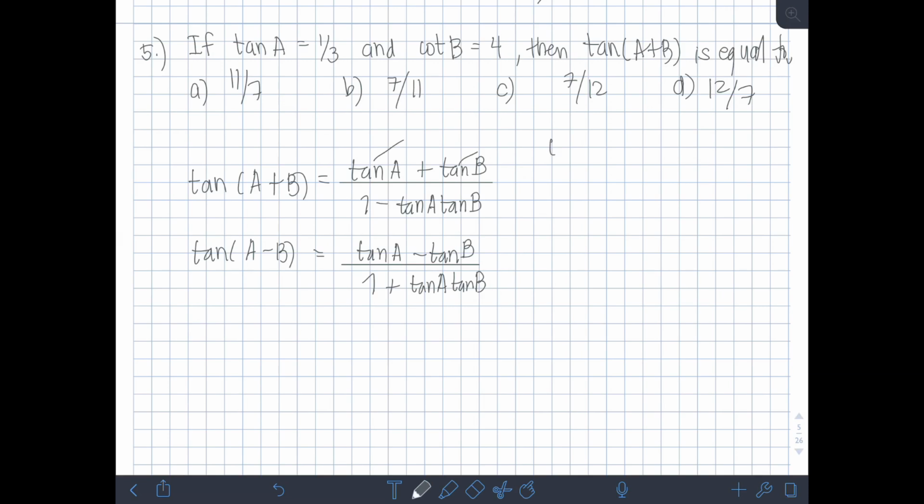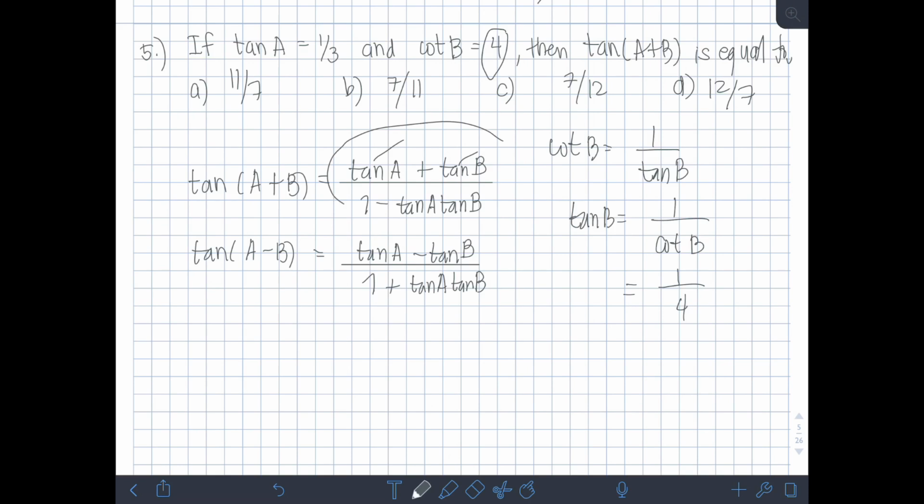So, di ba ang cotangent B is equal yan sa 1 over tan B. Kasi reciprocal sila. So therefore, tan B is equal to 1 over cotangent B. So masasolve natin si tan B pag ni-reciprocal natin yung value ni cotangent B, which is 4. So therefore, 1 over 4. So yan yung tan B. So meron na tayong value. So tan A is 1/3 and tan B is 1/4.